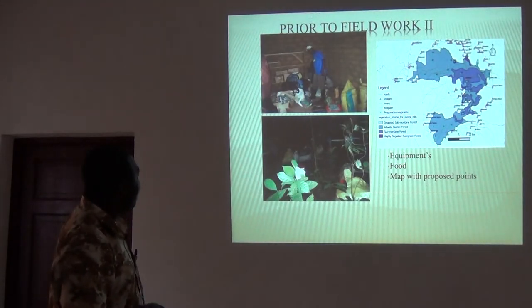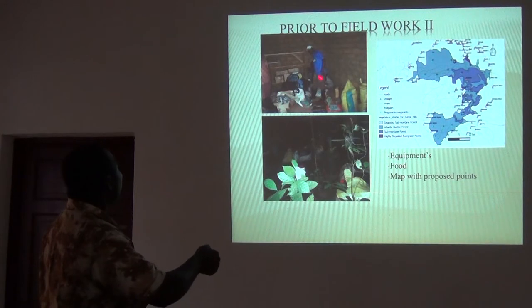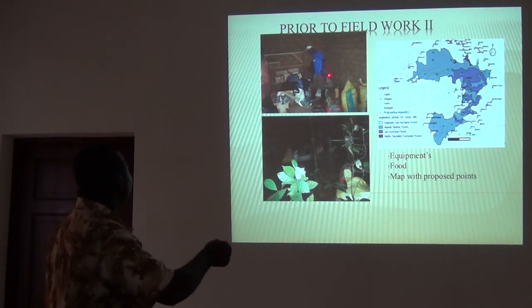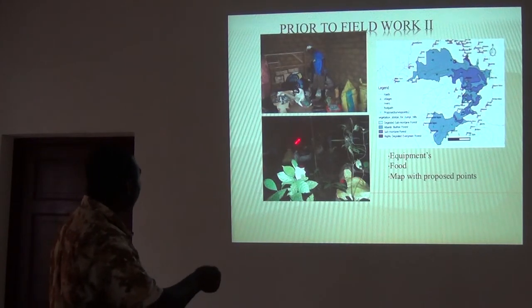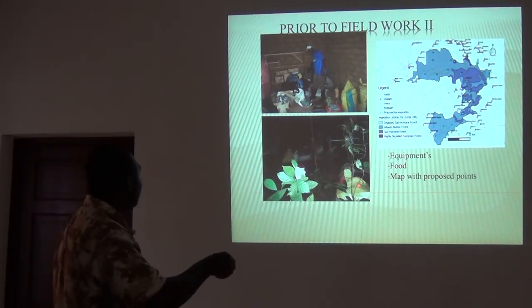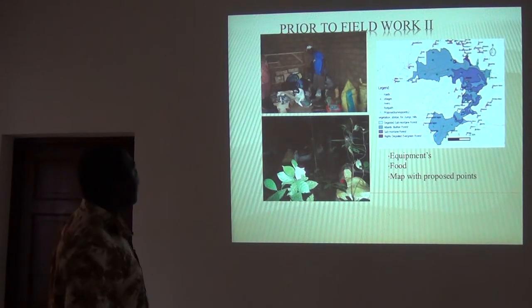Prior to field work too. If you see here, this is our equipment for a field trip in Bembe: food, equipment, everything. Here is one of the trips in Rumpi Hills. You see, these are bags with food, paint, equipment, calipers, and other equipment.